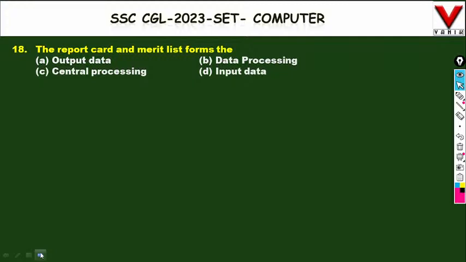Central processing means the data will be processed, and input means the report card and merit list is not an input. Input means it's raw data of figures. After processing, information is created. So the answer is output data.